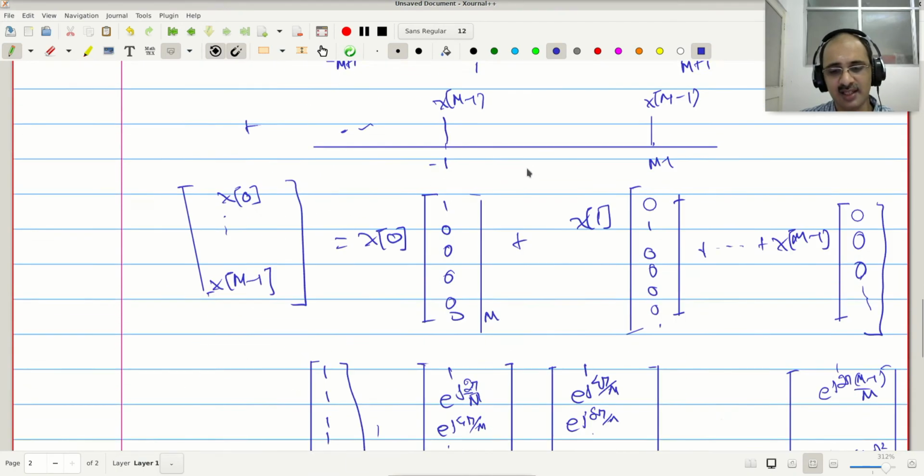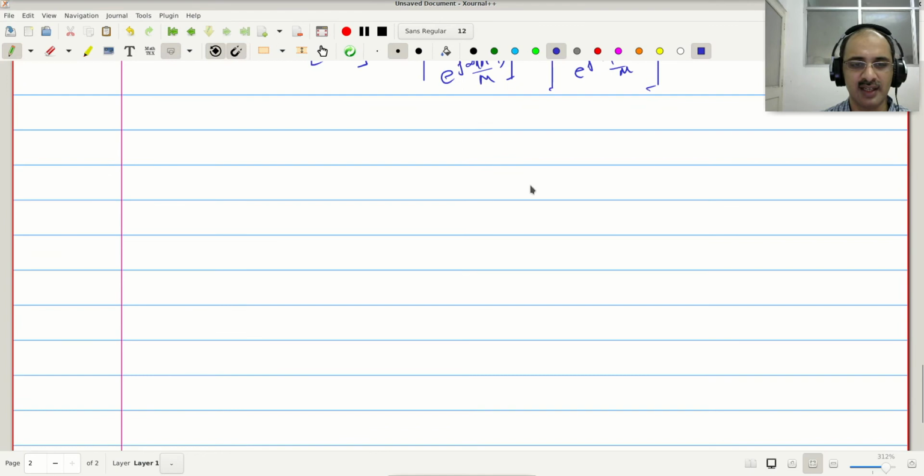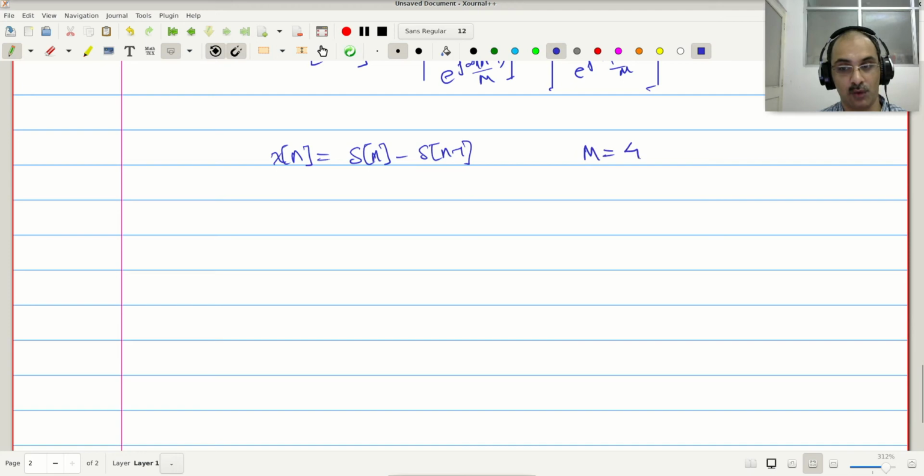Okay, let's take another example. I'll take a simpler example. Let's take the sequence xn is equal to delta n minus delta n minus 1. And now, just for fun, I'll take m is equal to 4. Now, when I take m is equal to 4, then my sequence actually becomes 1, minus 1, 0, 0.